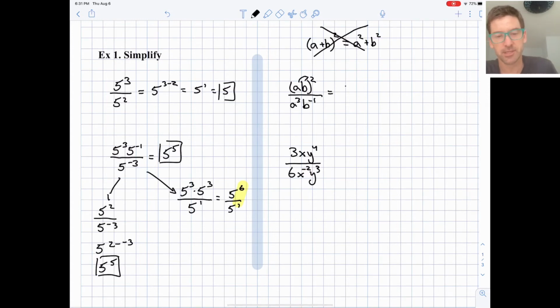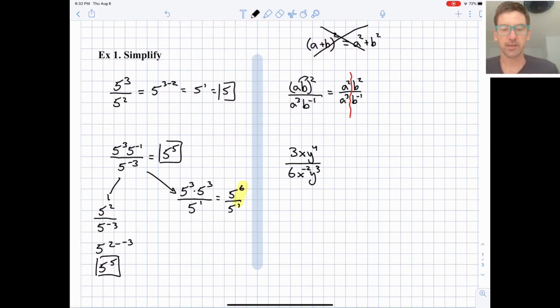And so this turns into a squared b squared over a to the 3rd b to the negative 1. And you can treat these kind of separately. Okay, so let's deal with the a's first and then deal with the b's second.